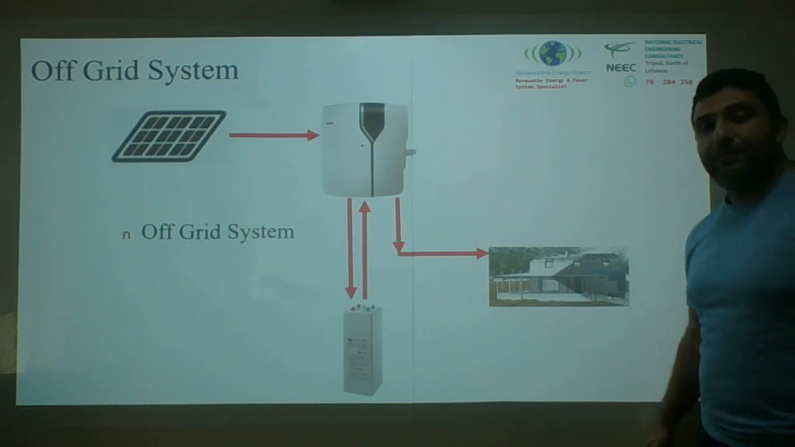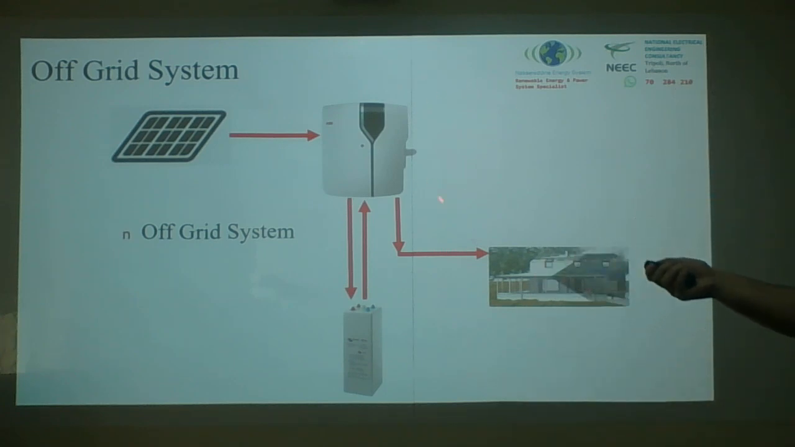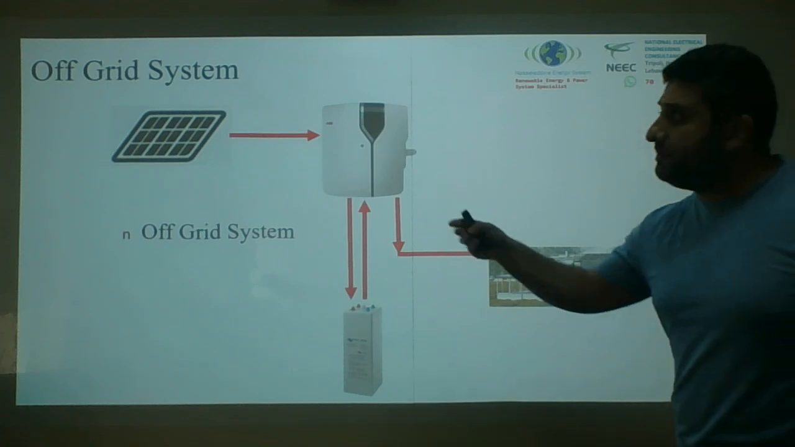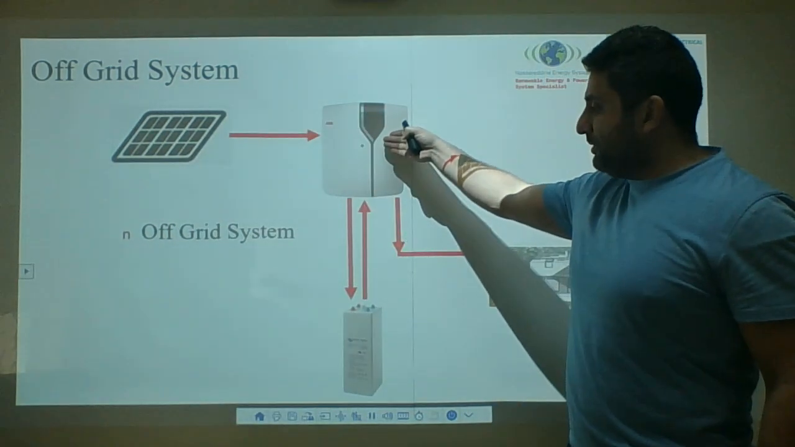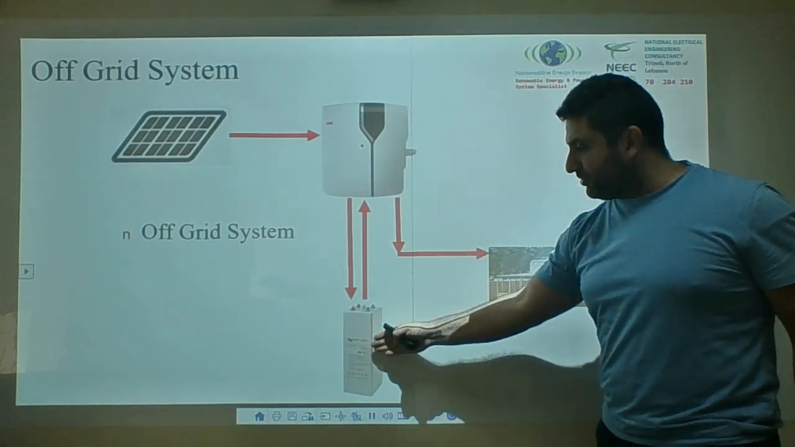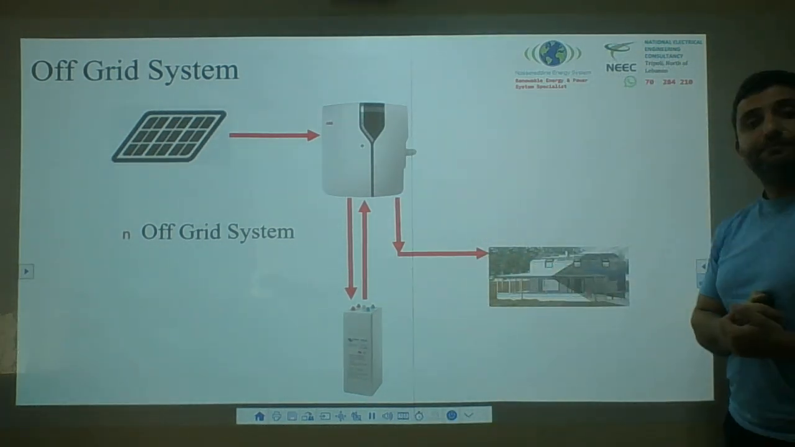Off-grid system. In the off-grid system, I have no grid connection. I could have a diesel generator if I wanted to, but I want it to be completely off-grid, relying only on the solar system. Inverter, hybrid inverter, charger controller, battery, and your house consumption.